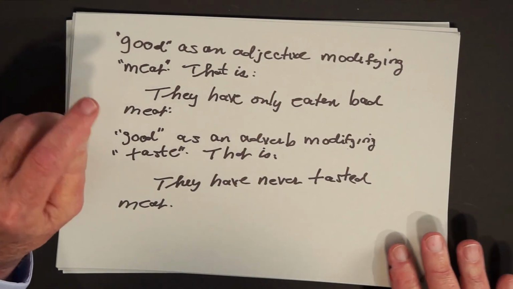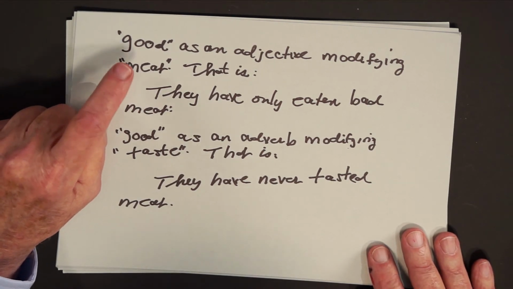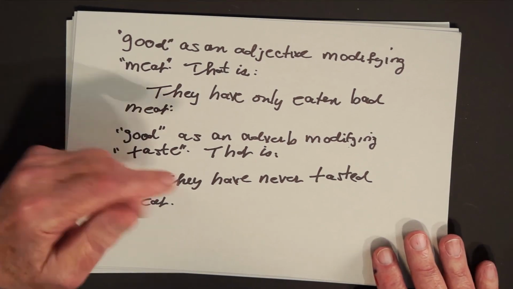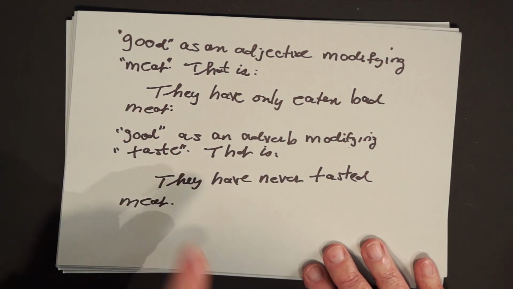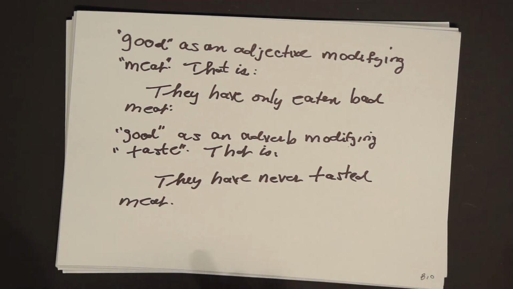Well, the idea is, when you say they don't know how good meat tastes, good can be used as an adjective modifying meat. In other words, they've only eaten bad meat, so they don't know how good meat tastes. Good can also be used as an adverb modifying taste. That is, they've never tasted meat at all, so they don't know how good meat tastes. Again, there's no way of looking at they don't know how good meat tastes without voice inflection to know which of the two meanings takes place there.